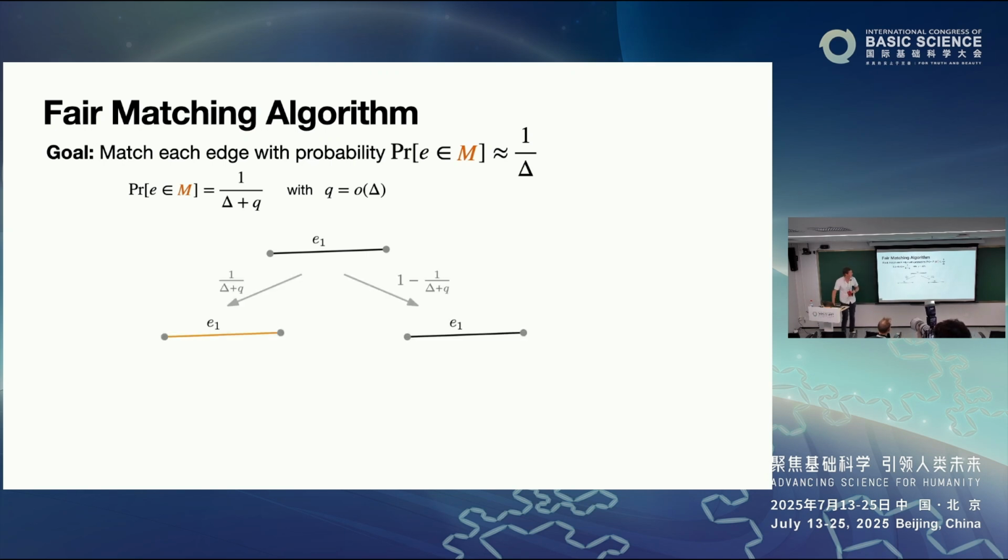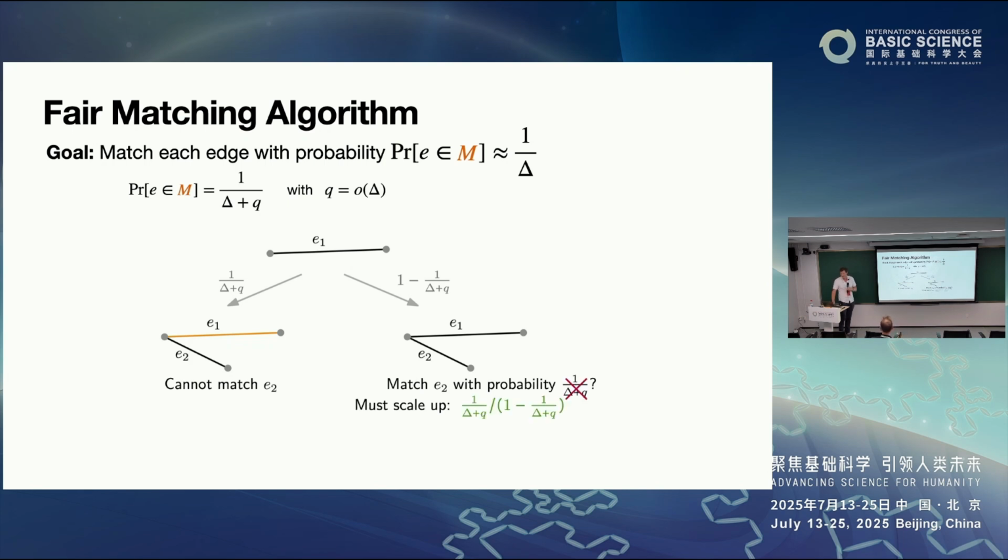Great. There's two outcomes. With probability 1 over delta plus q, I picked E1. With the complement probability, I didn't pick E1. All right, so now E2 comes. In the scenario when I picked E1, I cannot pick E2, right? It doesn't form a matching. In the other scenario, I could pick E2. With what probability should I pick E2? Conditional probabilities. We need to scale up with the probability that the endpoints are free. Fantastic. Okay, so that's the reason.